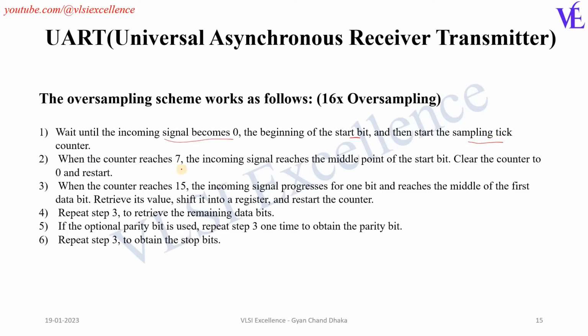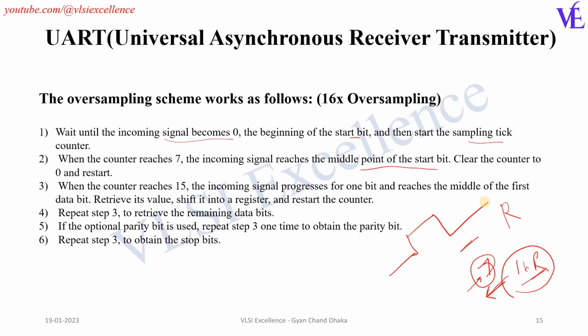Okay, and when the counter reaches 7, the incoming signal reaches the middle point of the start bit. An important point here: as I told, the UART transmitter is sending the data at a baud rate R, but the receiver is now running at 16 R. So as soon as the receiver receives a 0, it will start the counter, and when the counter reaches 7, counting 0 to 7, that is nothing but the middle of the bit. Suppose this is the bit which the transmitter has sent, and this is the start bit.